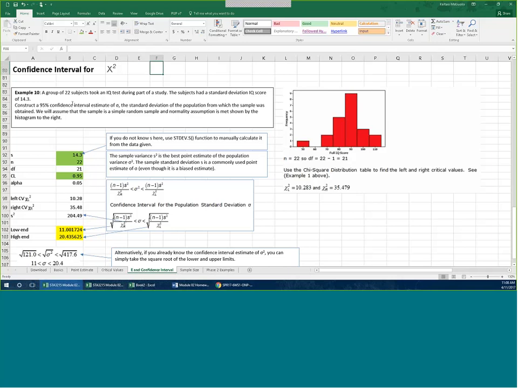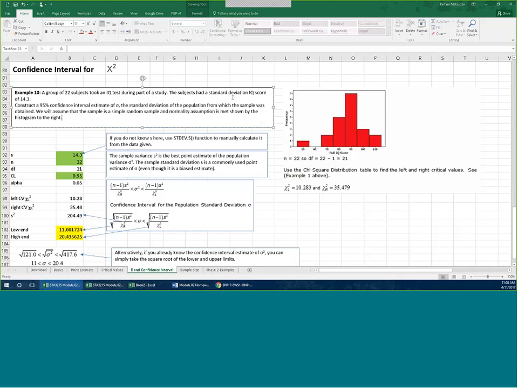Construct a 95% confidence interval estimate for sigma. This is not an O. It's an O with the little tail, that looks like sigma. That's the shorthand for the standard deviation of the population from which the sample was obtained. We'll assume that the sample is a simple random sample and that the normality assumption is shown by the histogram to the right. So it looks like a normal distribution, so that's good.